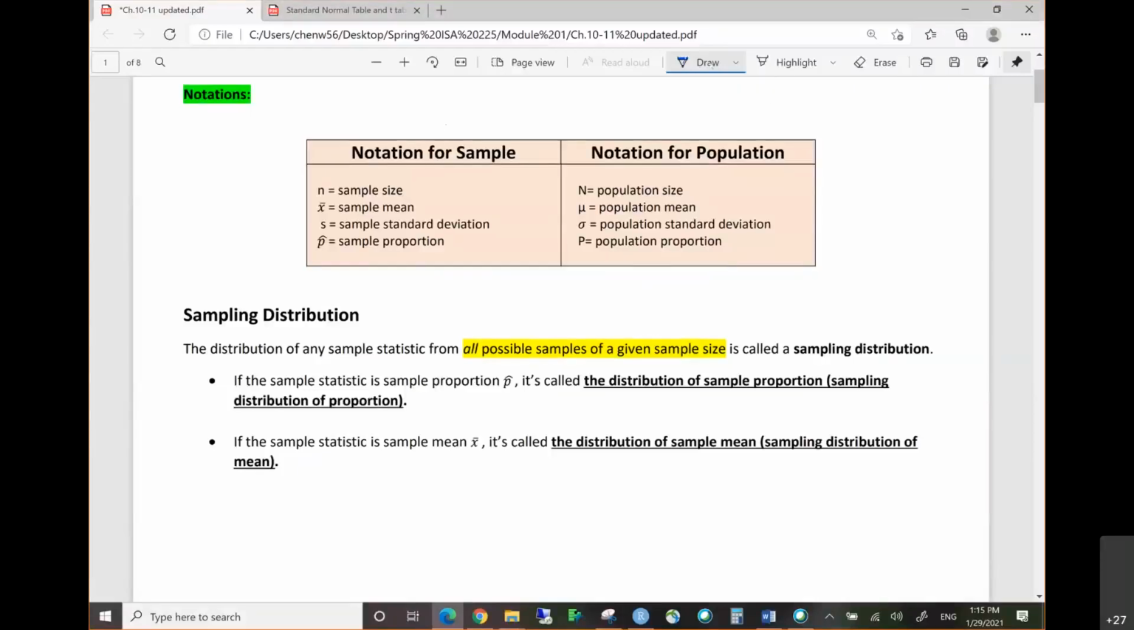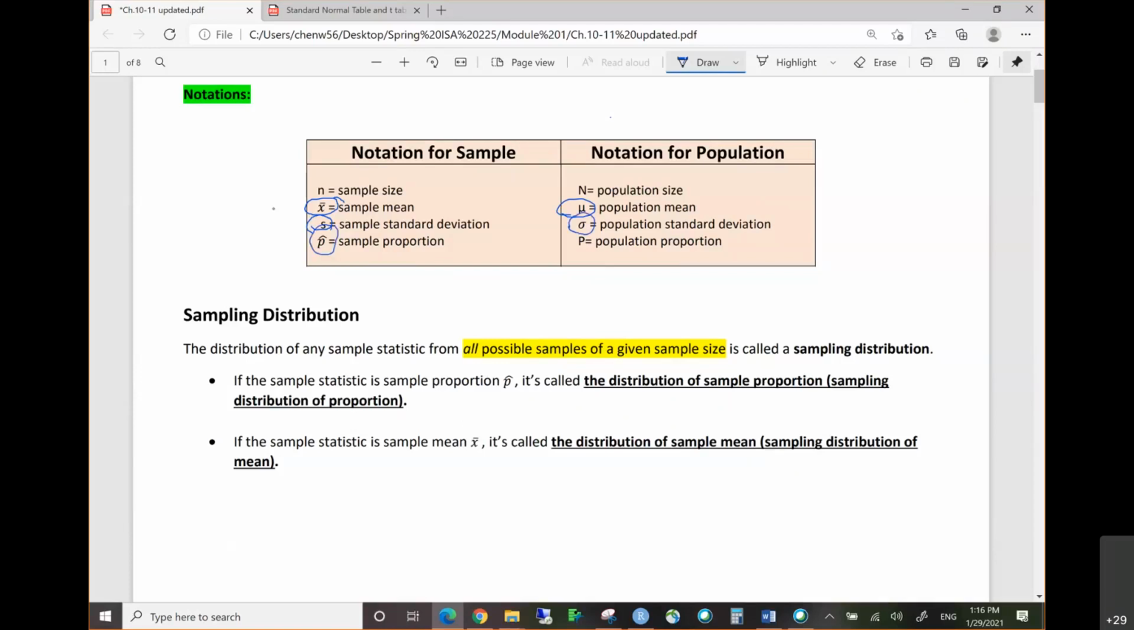So in the next classes, until the end of this semester, I will not repeat these notations anymore. It is your responsibility to remember all of them, right? So anytime I say X bar, you need to know it is sample mean. Anytime I say the mu, you need to know it is the population mean. Anytime I say S, you say sample standard deviation, right? The sigma is the population standard deviation.